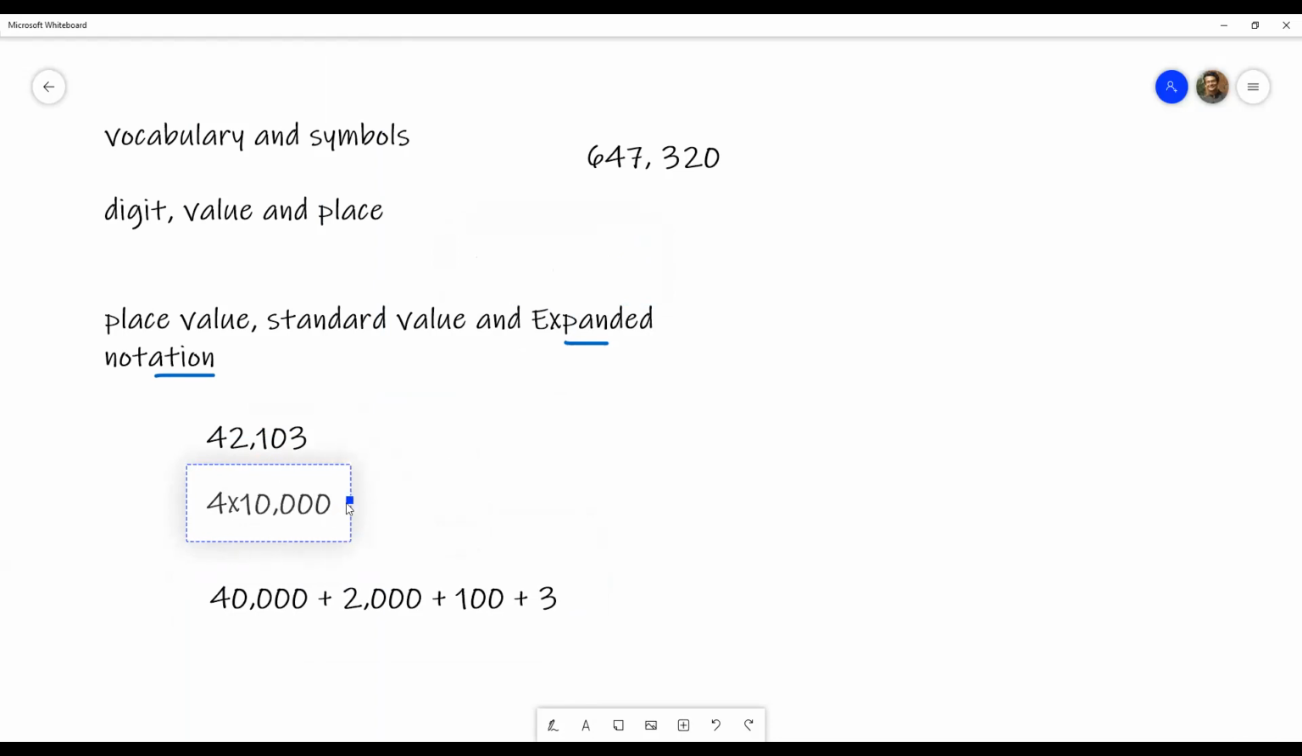Yes, the place value of 4 is 10,000. And tell me the place value of 2. 1,000. 2,000. Correct. Then the place value of 1, 100. And the place value of 0, 3.